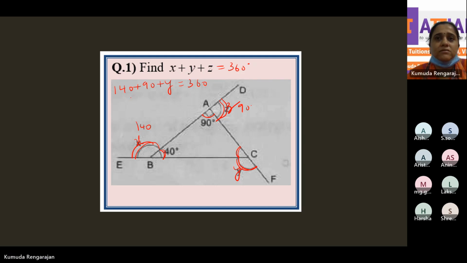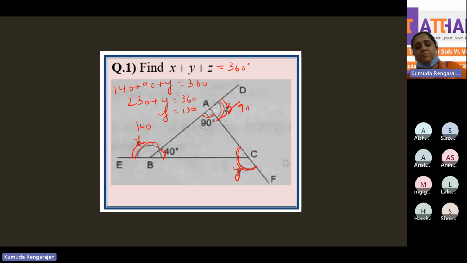So, how much is this? 230, plus. Is it 130 degrees, ma'am? Correct, yeah. So y is equal to 130 degrees. All right.